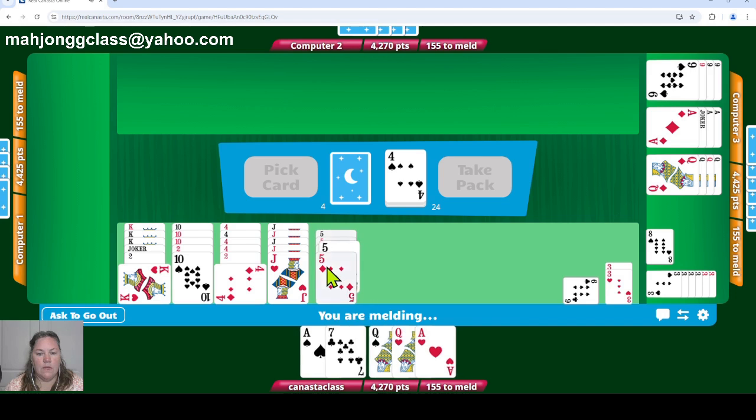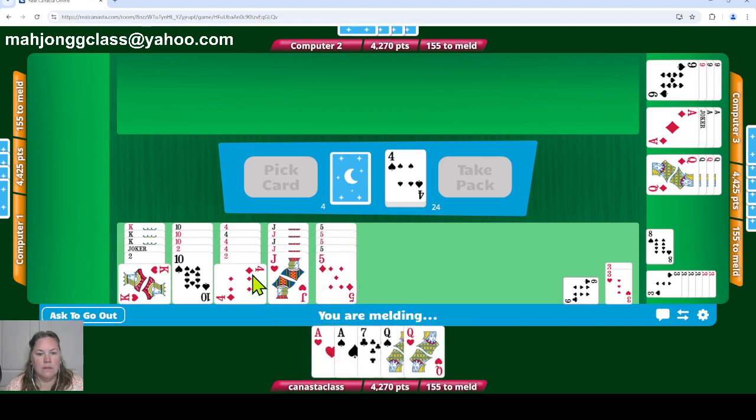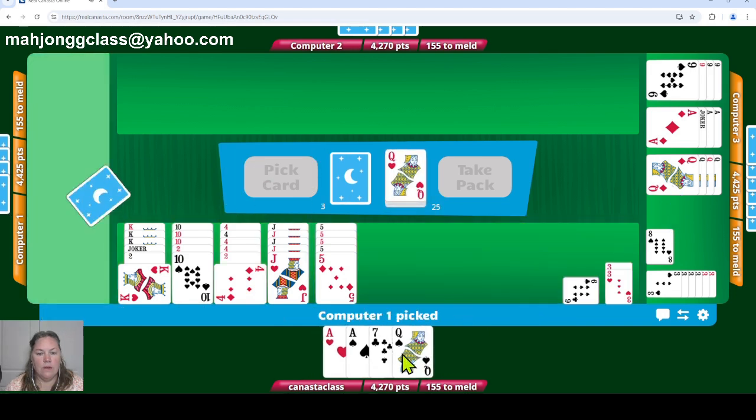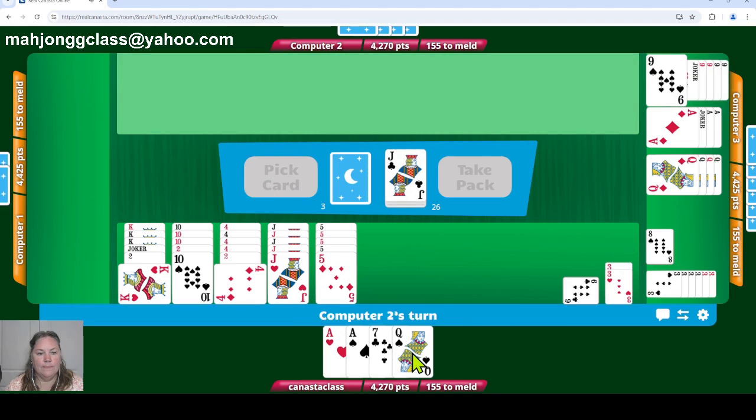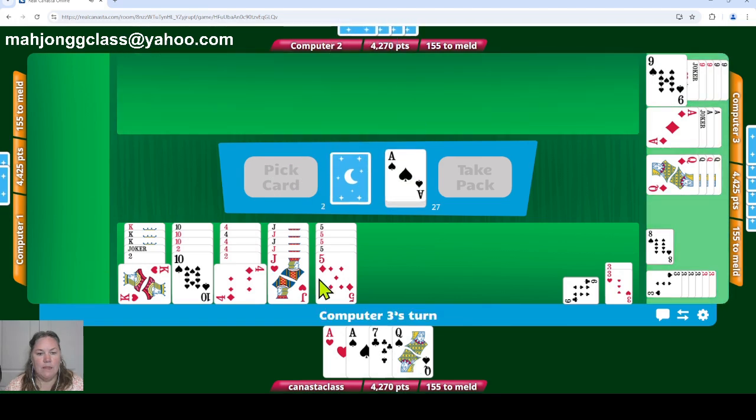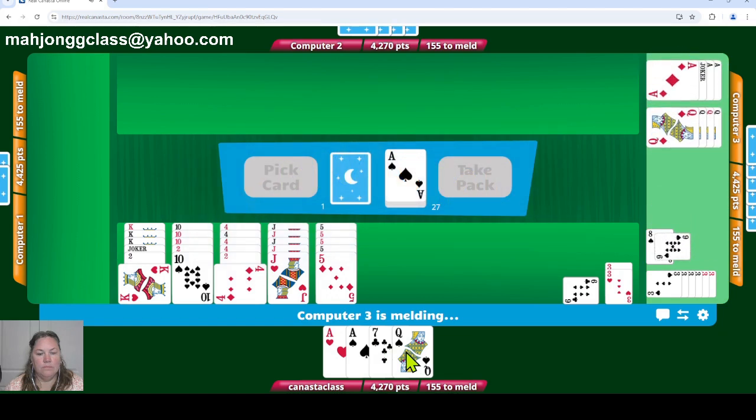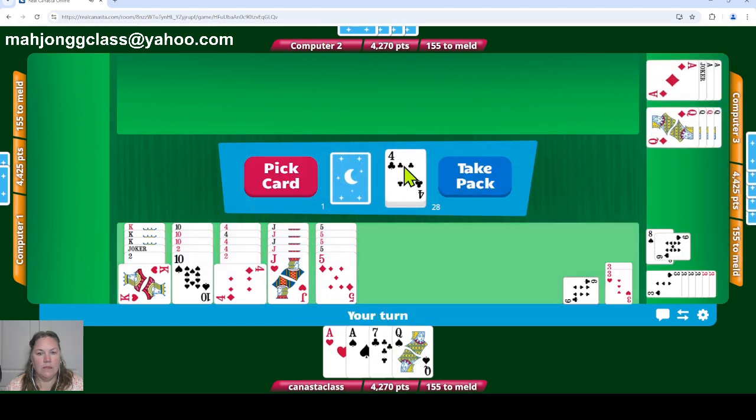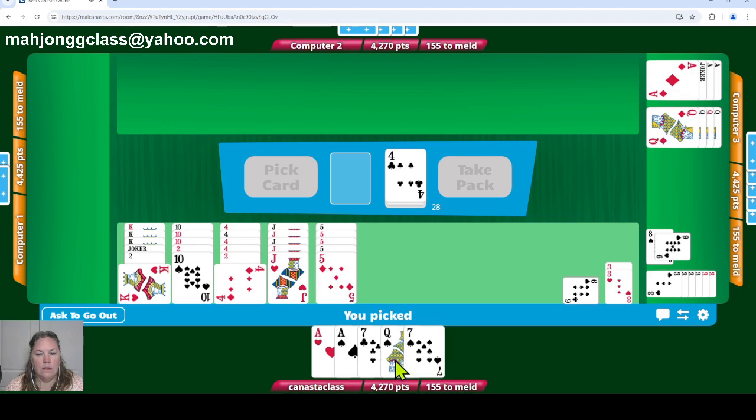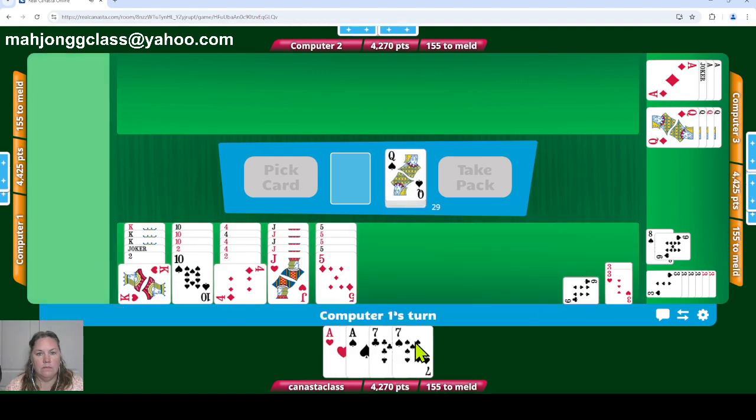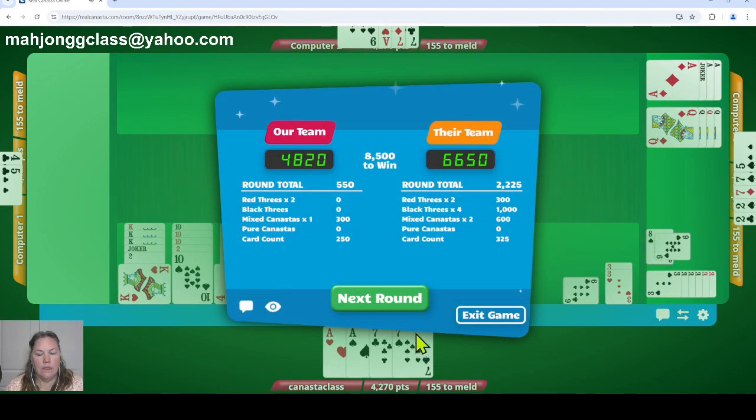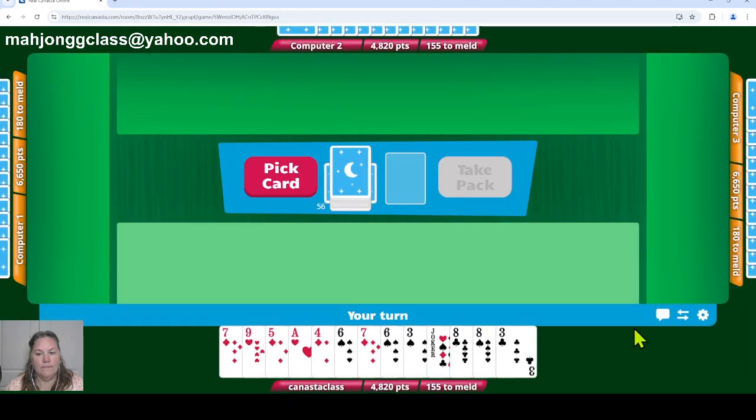Put out my 2 5s. Hold on to my ace. And I can't do anything else. Let's get rid of these queens. He put all his queens over here. Too bad we can't make another canasta. Bummer. He did have another 4. They are at 180 and we are at 155.